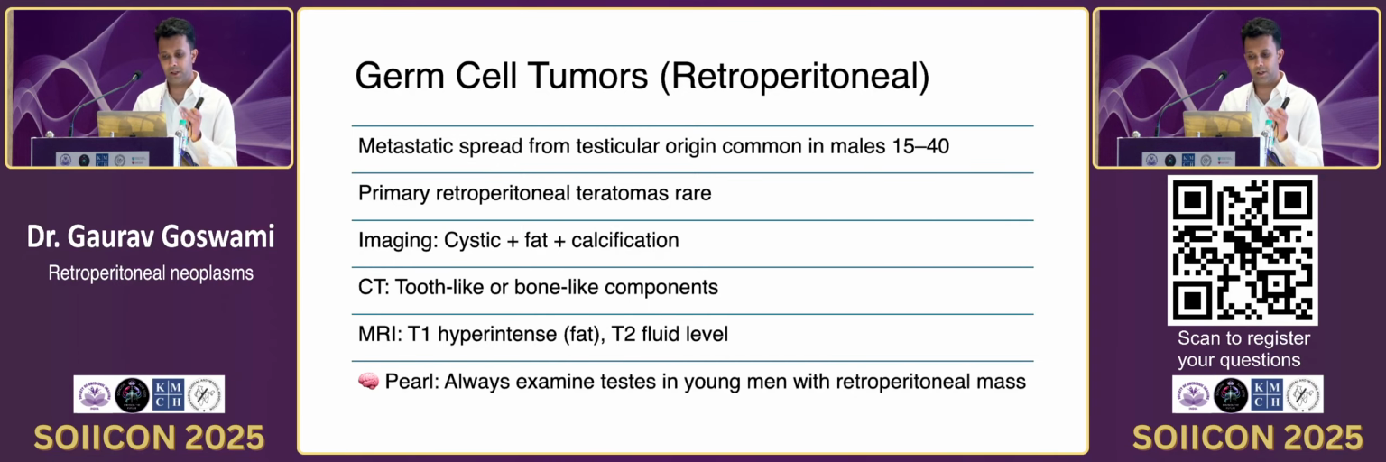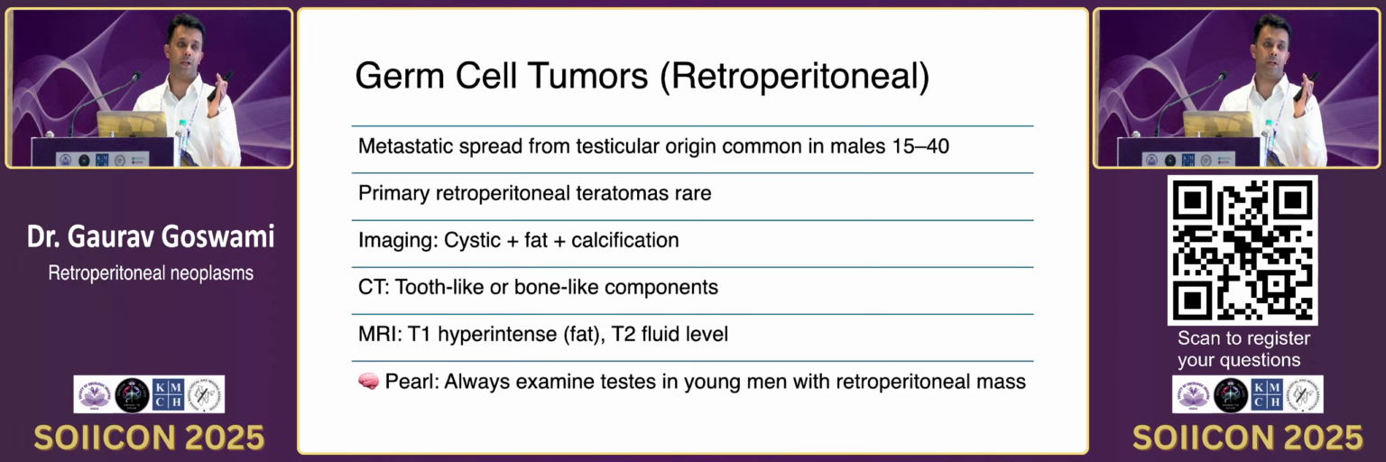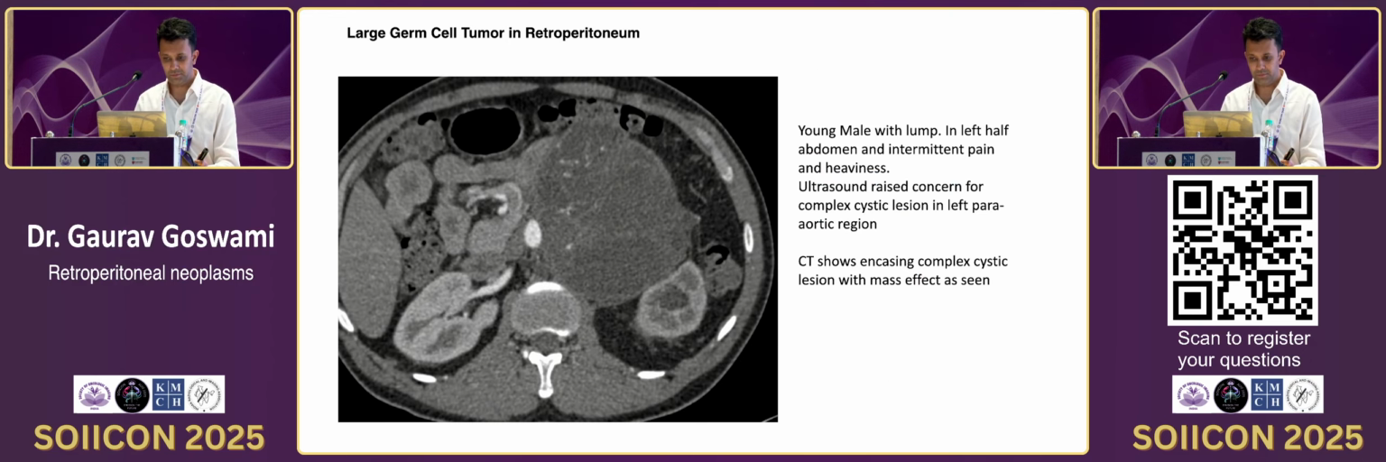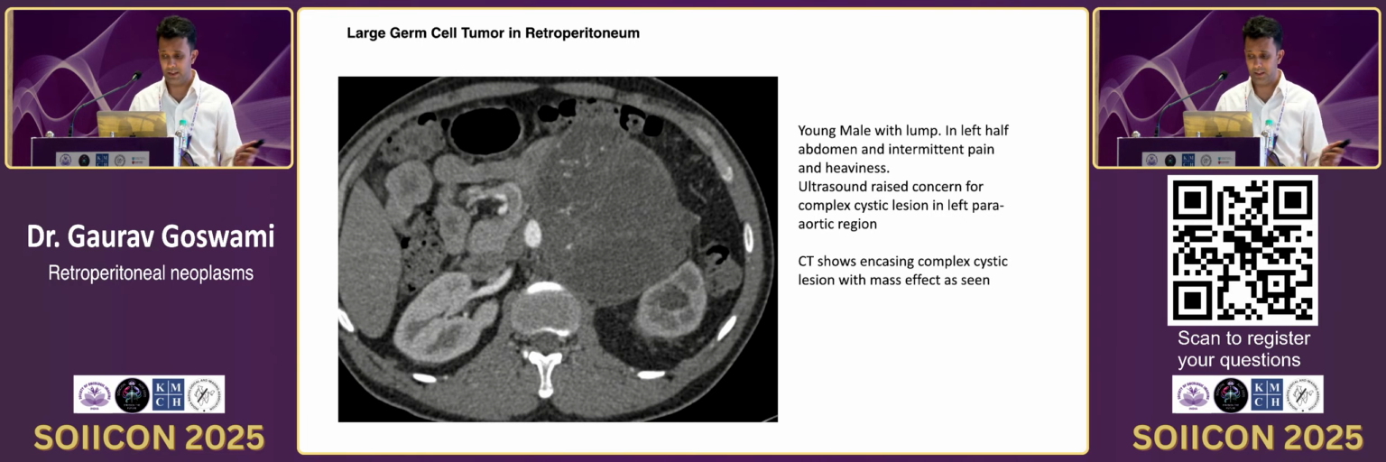Primary retroperitoneal teratomas, though rare, are seen, and imaging shows cystic plus fat plus calcification components. CT shows tooth-like or bone-like components within. Always examine the testes if you see a primary germ cell tumor kind of appearance on imaging in young men or with retroperitoneal masses. So this is one of the complex solid cystic lesions. Here the solid component was not so well characterized. I would have suggested an MR rather than the CT.